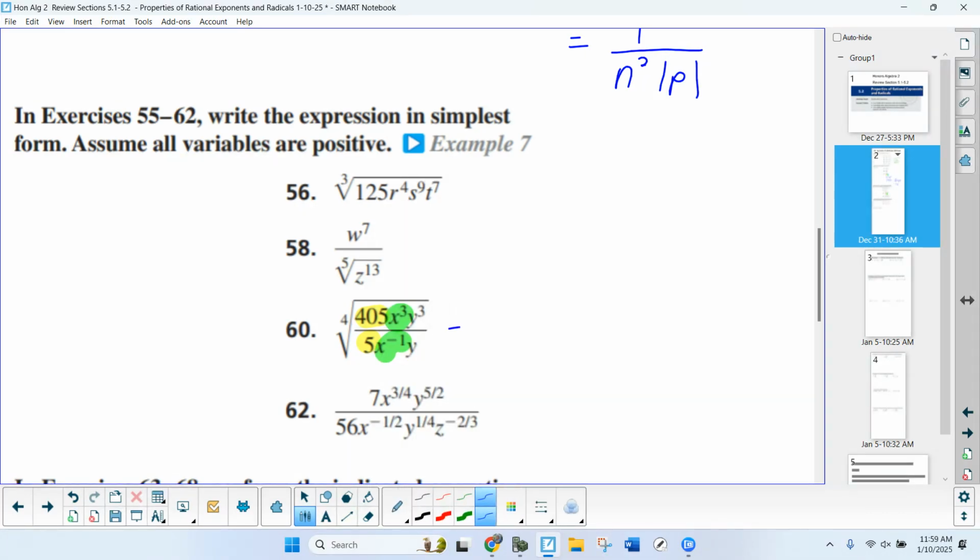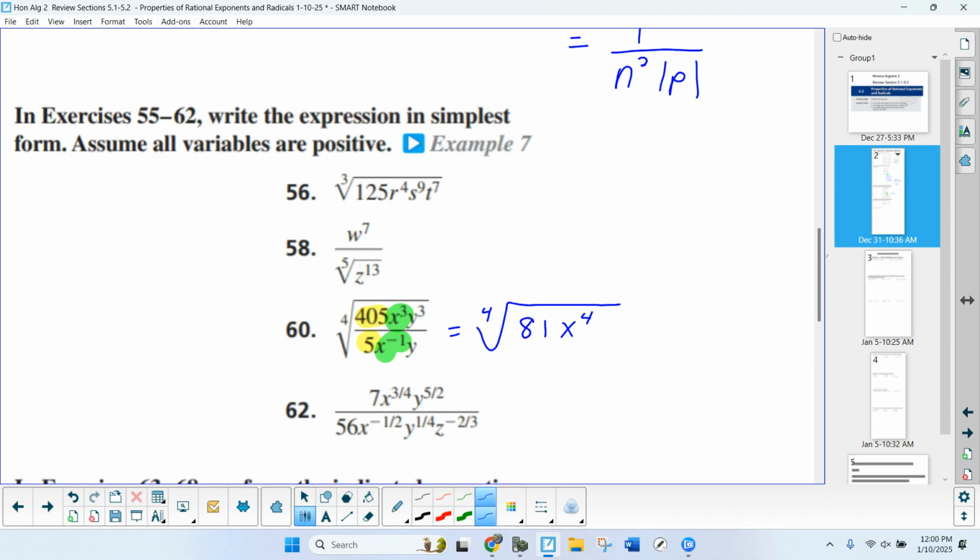So let's start with 405 over 5. What is 405 divided by 5? Well, how many times is 40 divided by 5? 8. And then 5 by 5 is 1. So I got 81. Now, what do you do here when you subtract? You do 3 minus negative 1. What's 3 minus negative 1? X to the what? 4. 3 minus negative 1 becomes 3 plus 1.